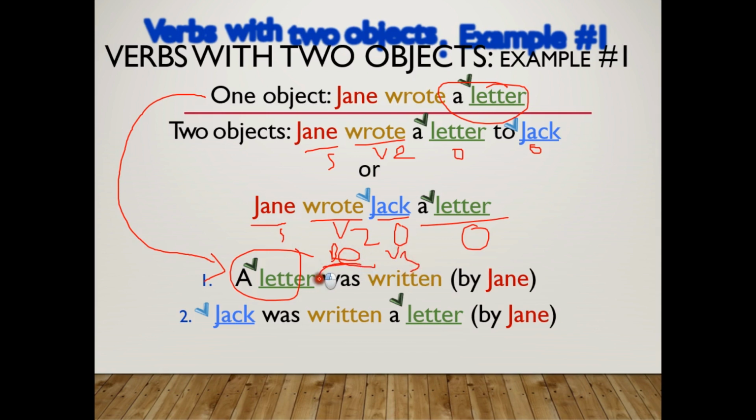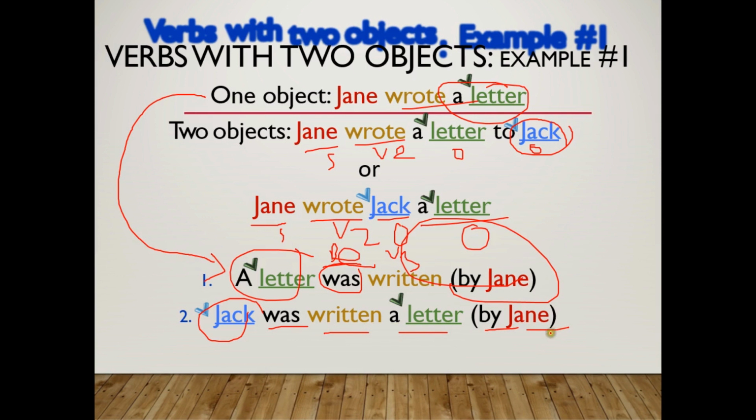Why do you have to use was? Because this is verb 2. Okay, this is optional, guys. You can write it or not. Okay, what about if there are two objects in the sentence? How can you change it into the passive voice? Okay, let's take a look. Jack was written a letter by Jane. Jack was written a letter by Jane.